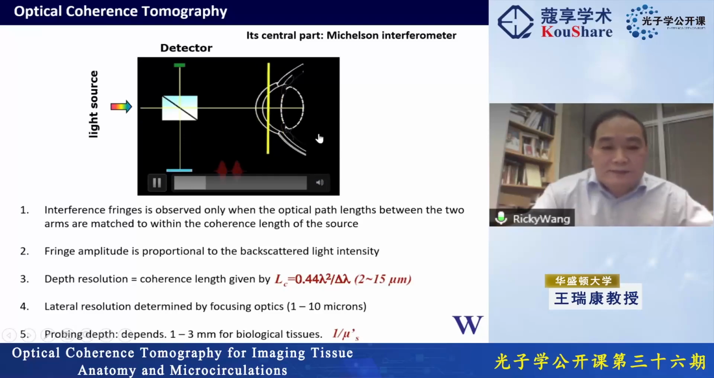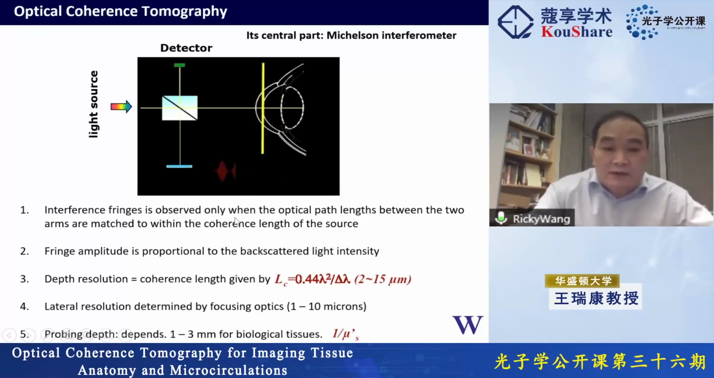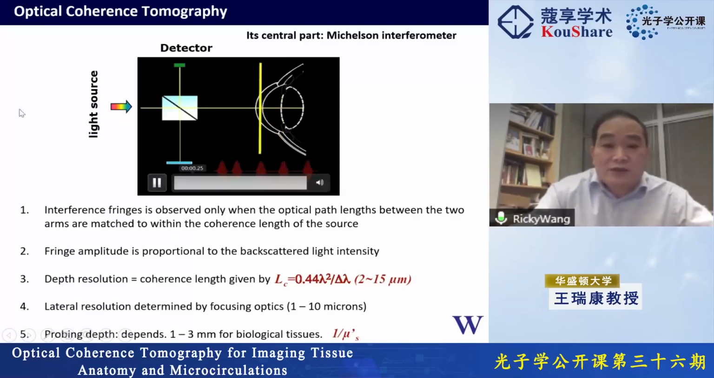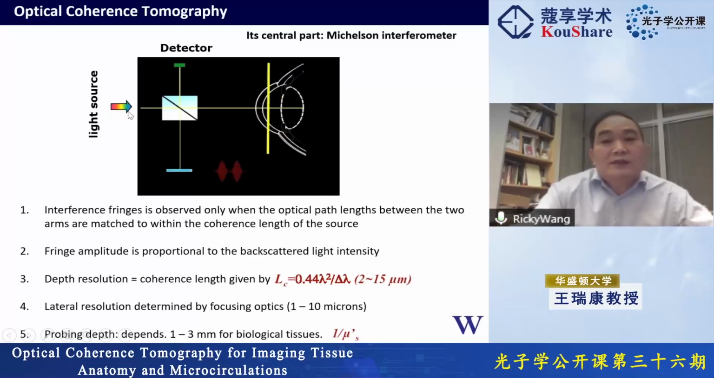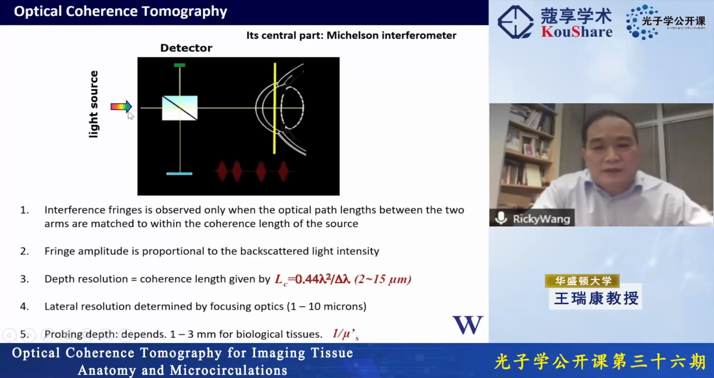Okay, and this efficient mixing is only observed when the optical path length between the reference arm and the sample arm are matched to within the coherence length of the light source you are using. And this is the most important feature for OCT. So actually, this is the point for OCT to work. Okay, so of course that's the most important feature for OCT.